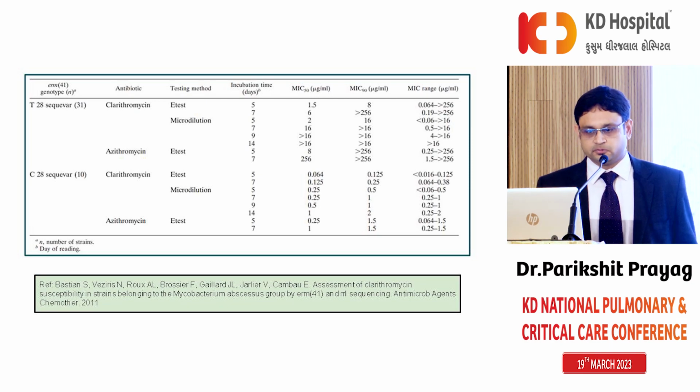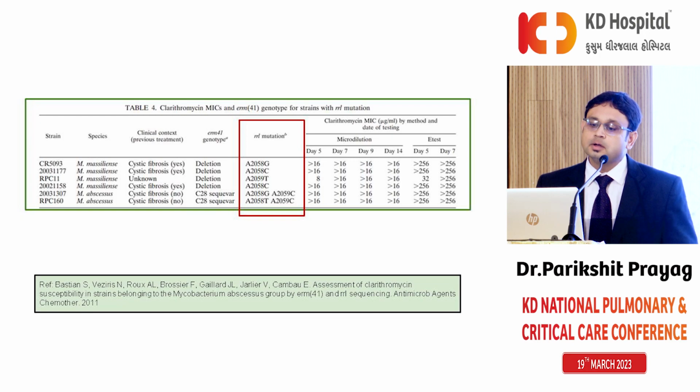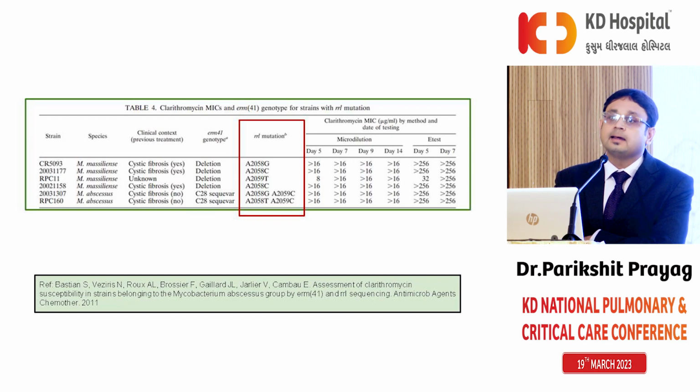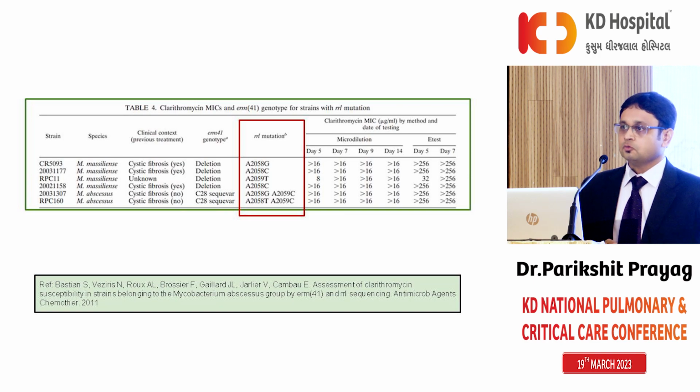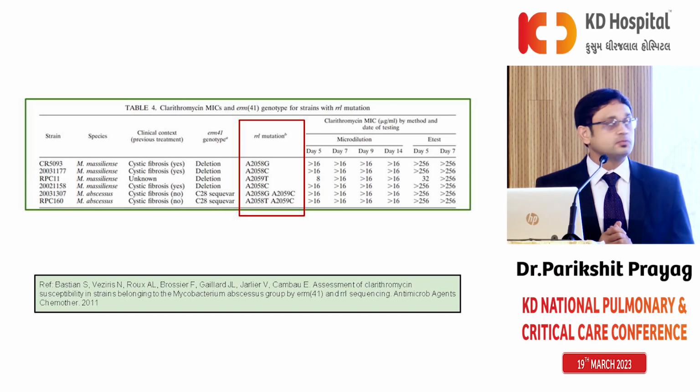I'll show you the report for this patient. And then you could have non-inducible resistance as well. The rrl mutations are associated with non-inducible resistance. What do I mean? On day 5 itself, initially, I'll know whether this is resistant or susceptible. So this is constitutive resistance. These are two different concepts.